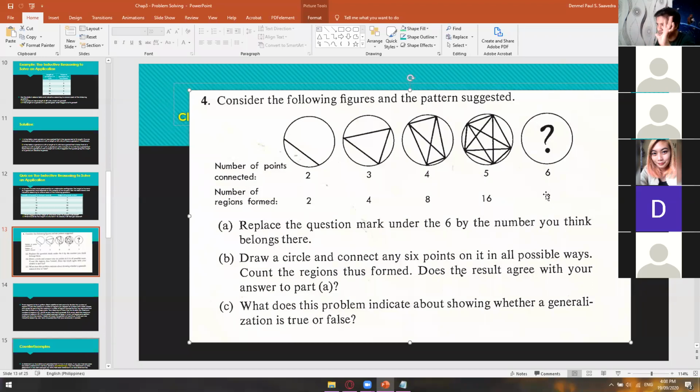Yes, sir. Alright. So what does this problem indicate about showing whether a generalization is true or false? So again, pag sinabi natin inductive reasoning, so 50-50 lang yan. So pwedeng true, pwedeng false. Okay? So tignan natin.